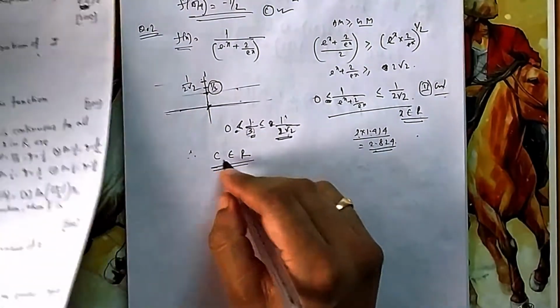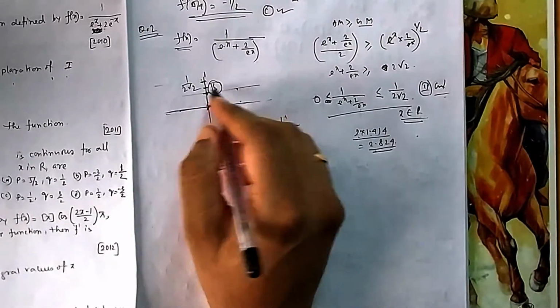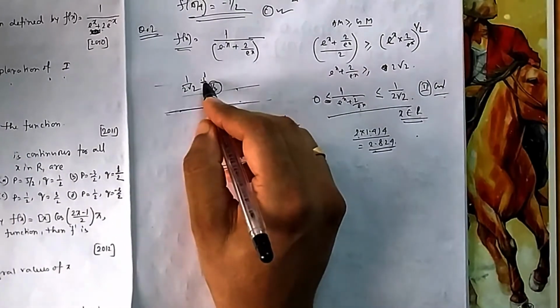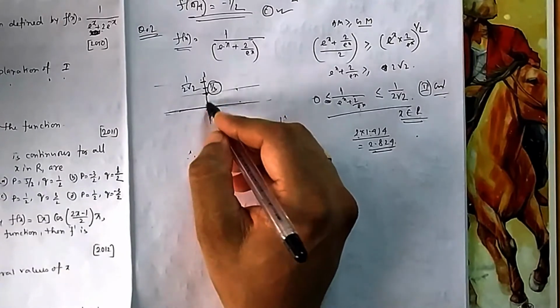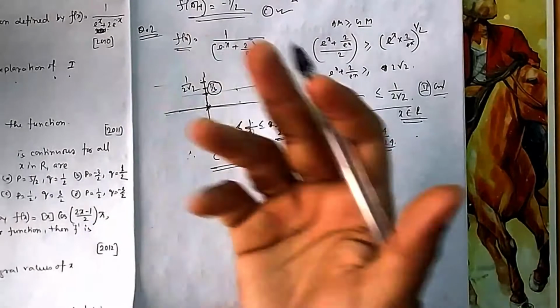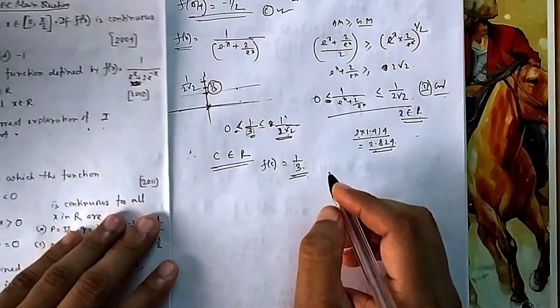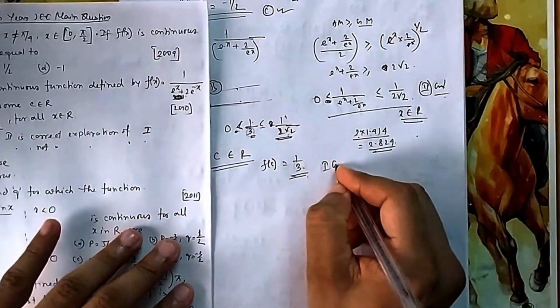You will find some c, f(c), for which the output will be 1 by 3, because it has to go from this level to this level. So any point you take between these two has to be on this graph, and it is continuous also. They are saying it is a continuous function. So therefore, that is also correct. That means statement 1 is correct, and 2 is also correct.